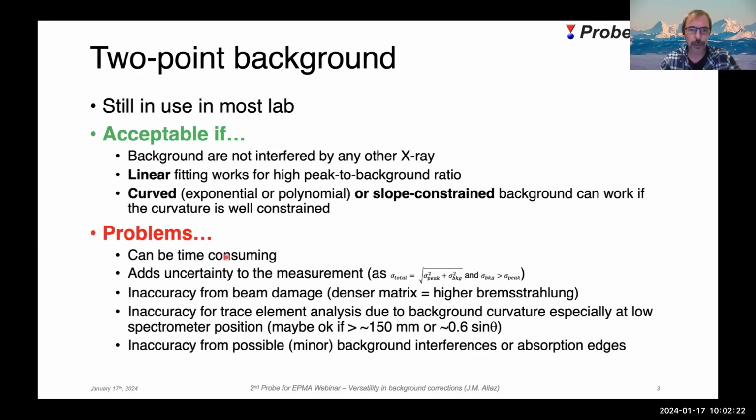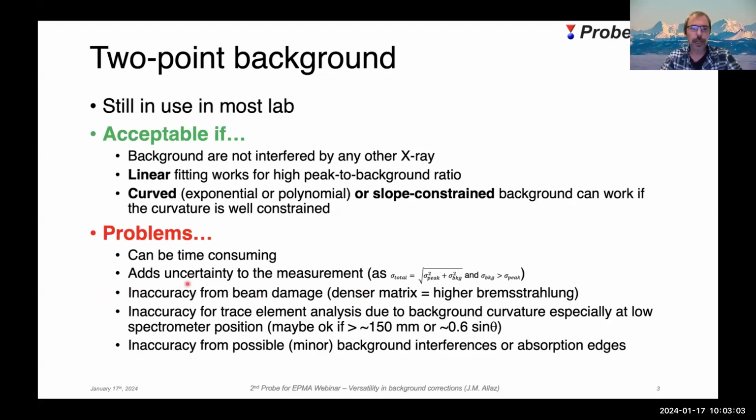You spend only half of your time measuring the true intensity you want, which is the characteristic X-ray, and you have to spend an equal amount of time to get these background intensities. Also, you add a lot of uncertainty because, of course, the total uncertainty depends on the square root of the sum of the squares of the peak measurement uncertainty and the background measurement uncertainty. As your background intensity is very low, your precision will be relatively low, and your background uncertainty is dominating your overall uncertainty. So we'll see how we can improve that.